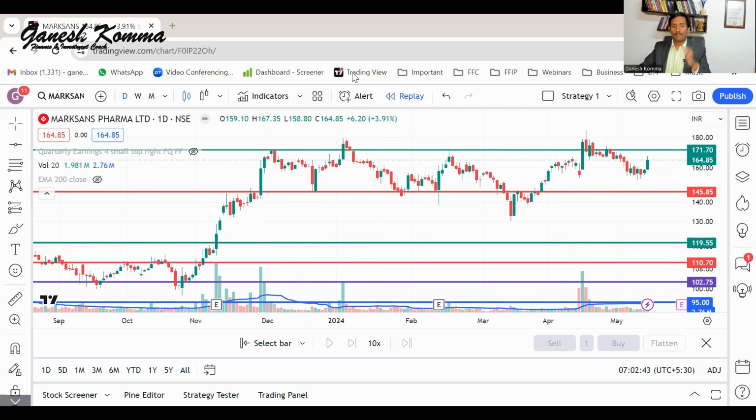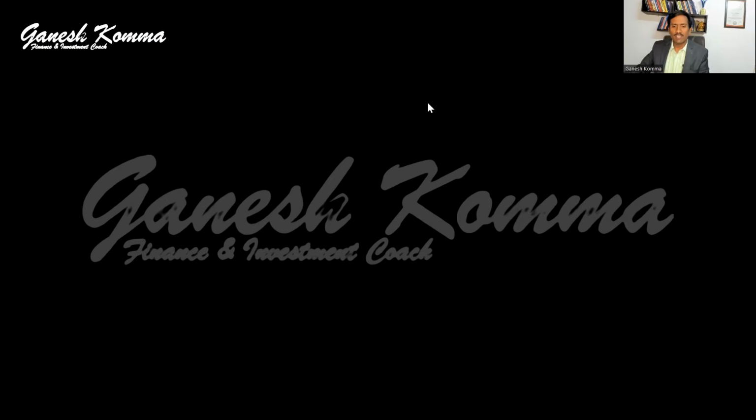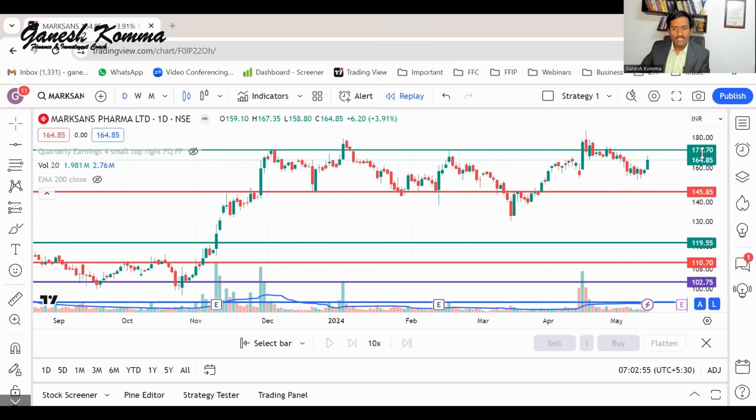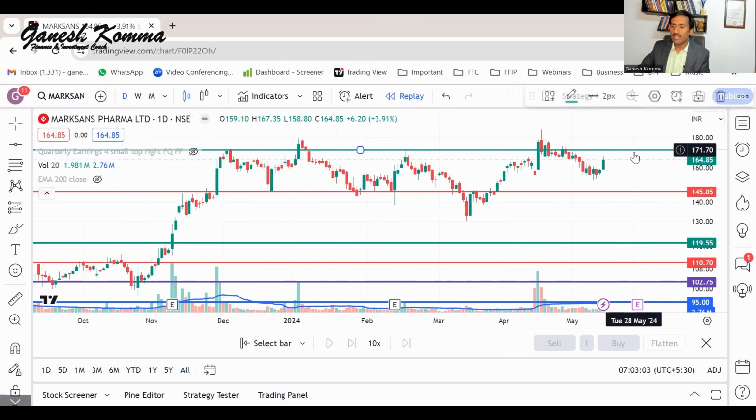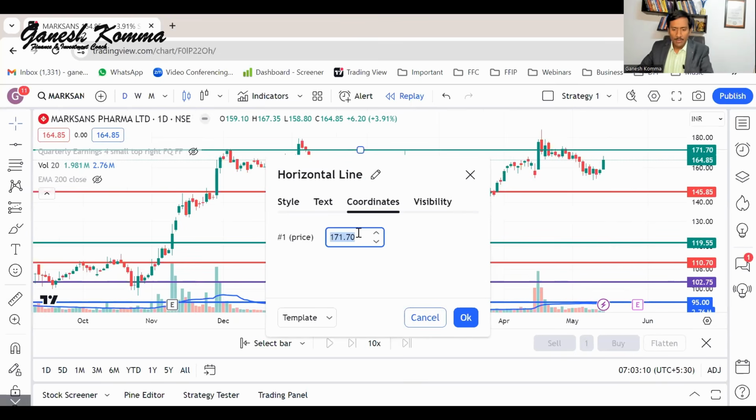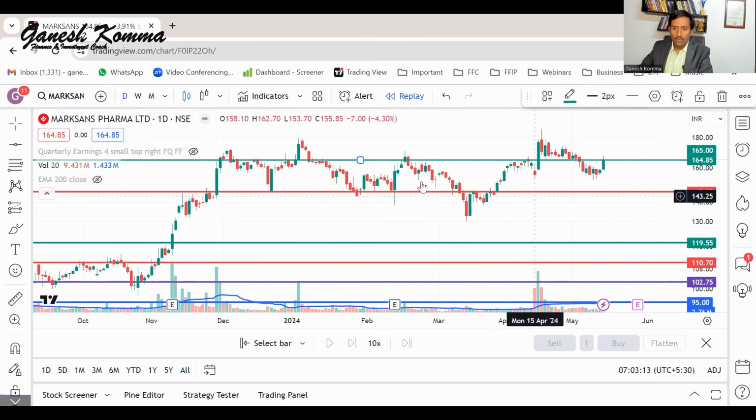So that's the power of resistance and support levels, and it is subjective, right? Let me explain that also. Someone says, sir, you have kept 171 as the support, but when I connect the dots, it is coming as 165. What you can do is double click on this line and mention here 165. So you draw your support line, you draw your resistance line exactly at 165, right?